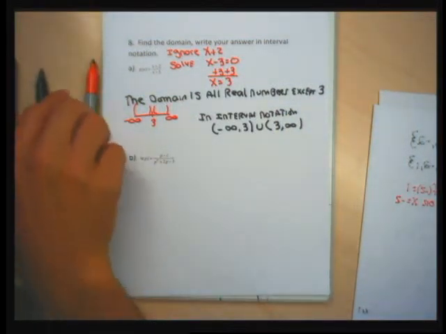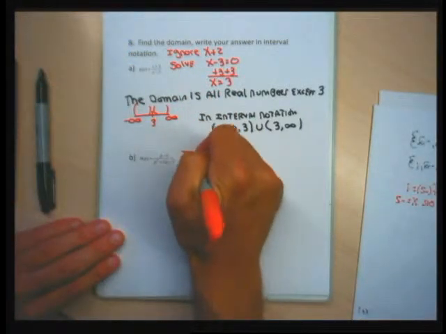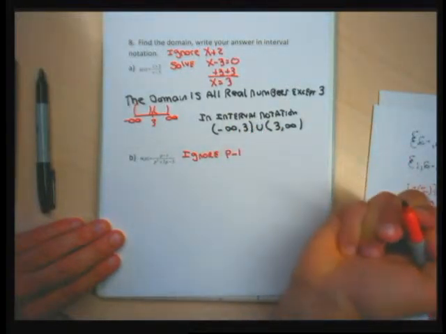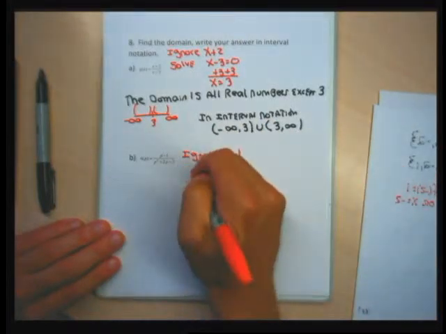Part B of number 8 is also finding the domain of a fraction. To find the domain of a fraction, you always ignore the numerator. The numerator gives you an x-intercept if you set it equal to 0, but it has nothing to do with the domain.